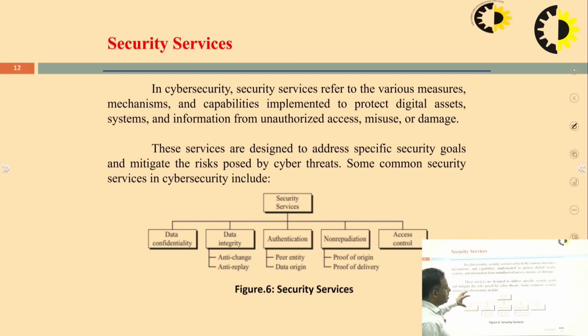The main goal is protecting against unauthorized persons. As per the security services, we have data confidentiality. Next is data integrity, which covers anti-change and anti-replay services. Then authentication: how to authenticate the data via the peer entity and the data origin. Next is non-repudiation, which includes proof of origin, showing who is the original sender of the message, and proof of delivery, showing who delivered it. Using this concept, we can control non-repudiation attacks. And finally, access control: we use a lot of techniques and methodologies inside access control to stop any unauthorized person or attacker from accessing that particular thing.